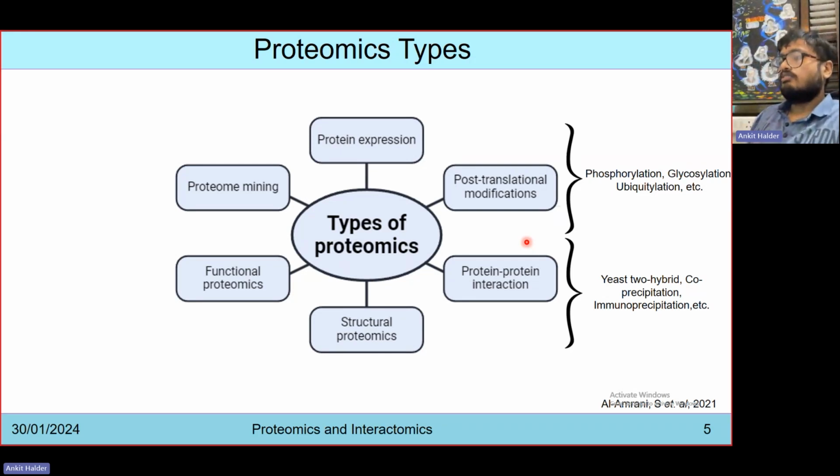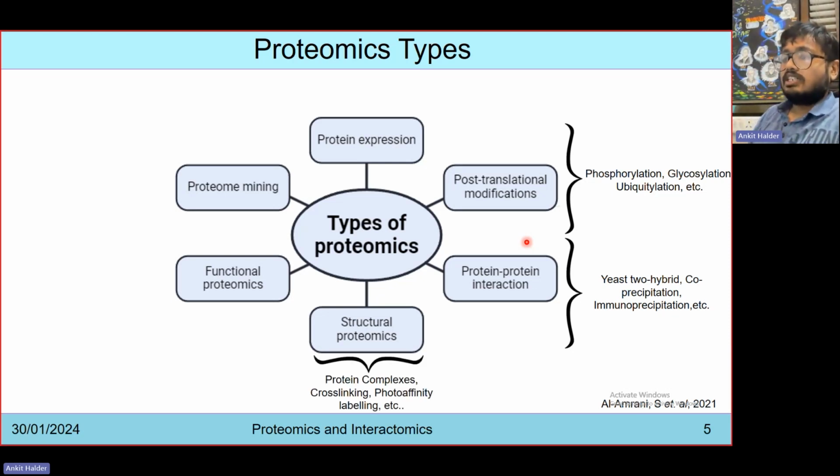There are some methods like yeast two-hybrid, co-precipitation, immunoprecipitation, microarray technology. All this comes under the broad field of proteomics to understand protein-protein interactions, also protein-drug interactions, or protein-DNA interactions, or what will be the effect if you treat any organism or anything. So all this comes under the field of protein-protein interactions.